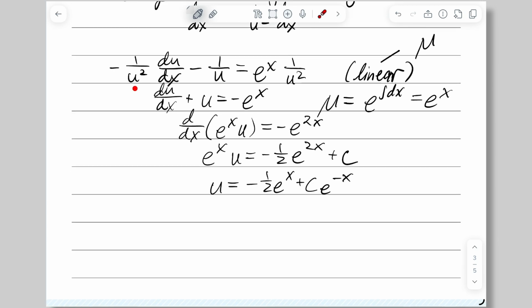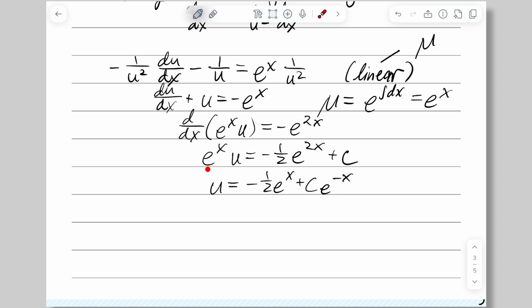We're going to clear the fraction by multiplying both sides by negative u squared. We end up with du/dx plus u equals negative e to the x, the linear equation that I alluded to before. We find that mu is equal to e to the x. The left-hand side is d/dx of the product e to the x u, equal to negative e to the 2x. Don't forget we need to multiply by mu on the right-hand side as well.